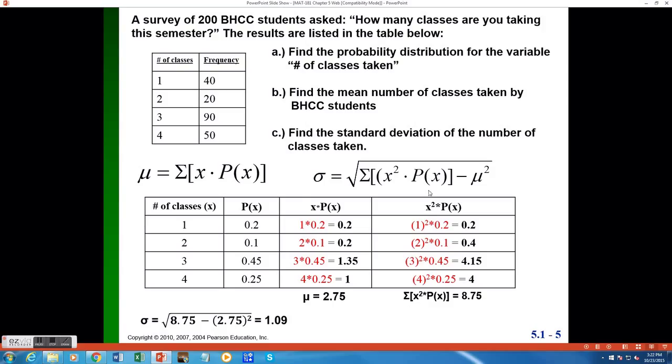This is the value I'm going to plug in for the left half of my formula here. So what I want to do is take that 8.75 and I want to subtract the mean squared, mu squared. Since we found mu to be 2.75, I plug that value in for mu. I square it and subtract it from 8.75. After I take the square root of that value, I should get 1.09.